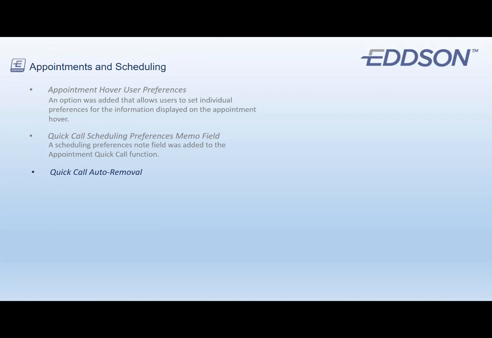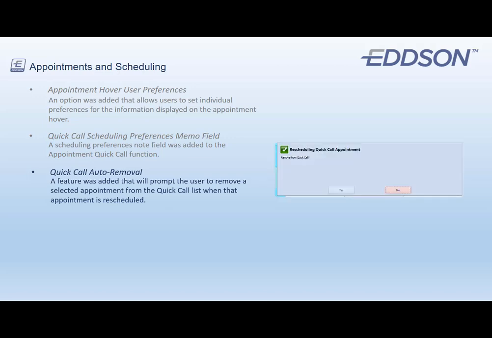The next appointments and scheduling revision is the addition of the quick call auto removal feature. When an appointment that has been marked as quick call is then rescheduled, Eddson will prompt the user to remove that appointment from future quick call activity.